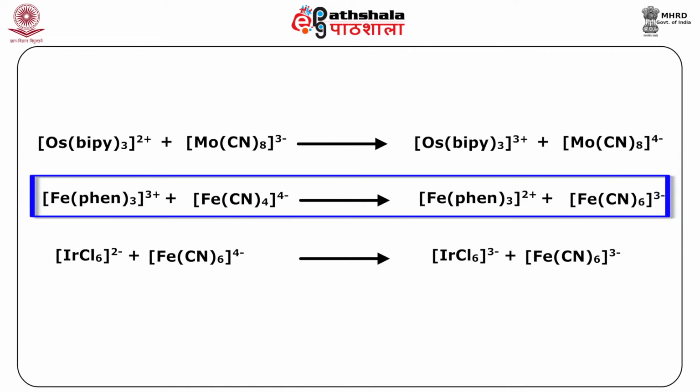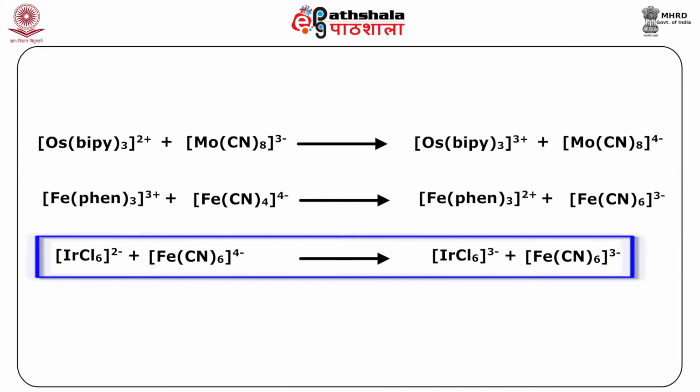Another example is the iron tris phenanthroline 3+ (d5) system plus iron hexacyanide 4-, where iron is in +2 oxidation state. They react together and form the stable species Fe tris phenanthroline 2+, d6 configuration, and the unstable species FeCN6 3-, meaning iron is in +3 oxidation state. So the +2 species goes to +3 and +3 goes to +2. In this case the metal ion is similar but the ligands are different.